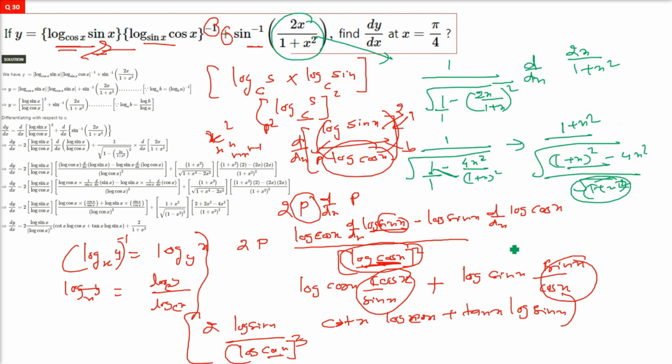So what is the denominator? See, 1 plus x square is the numerator now. So whatever it is, this is nothing but 1 plus x square minus 2x whole square. So when you open it, you will get a formula. This is nothing but, I'll just show you.